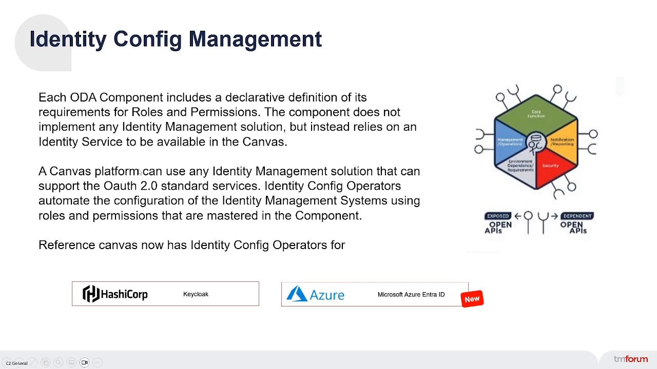Now, a Canvas platform can use any identity management solution that can support the OAuth 2 standard services, and identity config operators automate the configuration of the identity management systems using roles and permissions that are mastered in the component. And in our reference canvas, we have identity config operators for Keycloak and also for Microsoft Azure Entra ID. Now, in this video, I'm going to use the Keycloak open source identity management solution, but it's just a demonstration, and the same concept should apply for whatever identity management solution you're using.